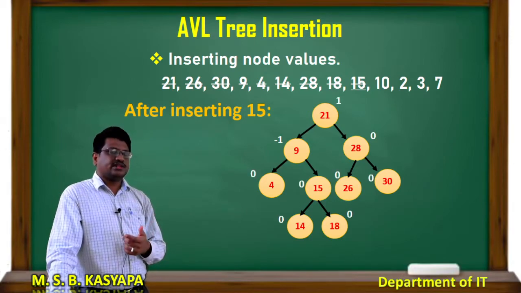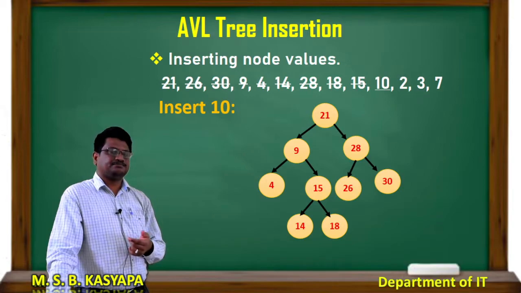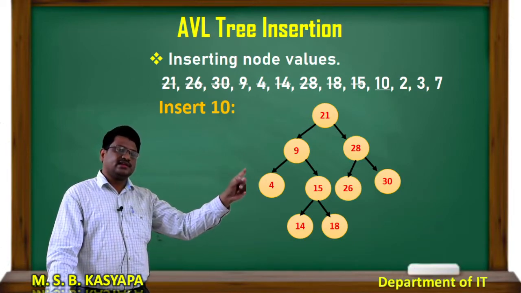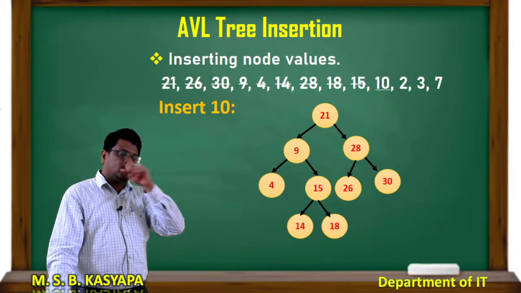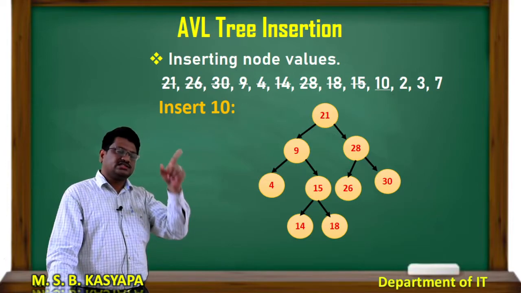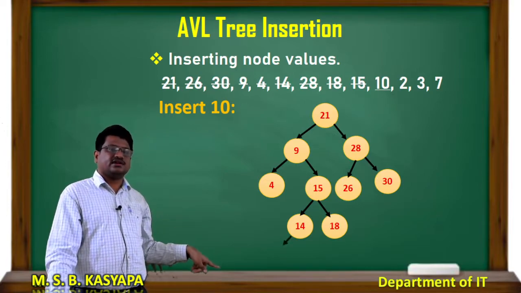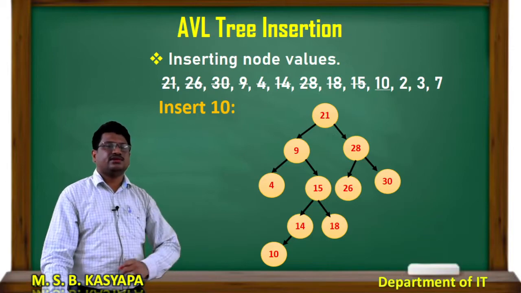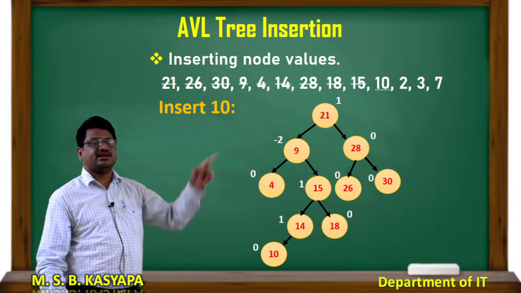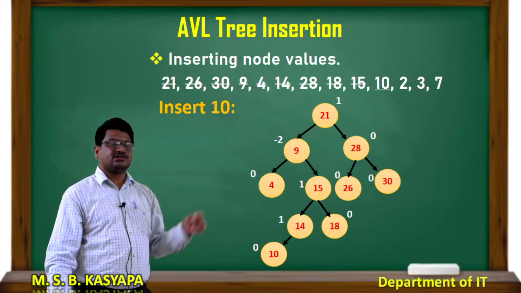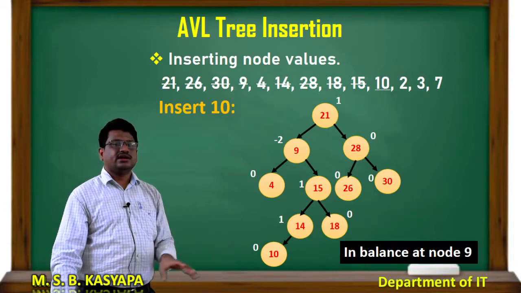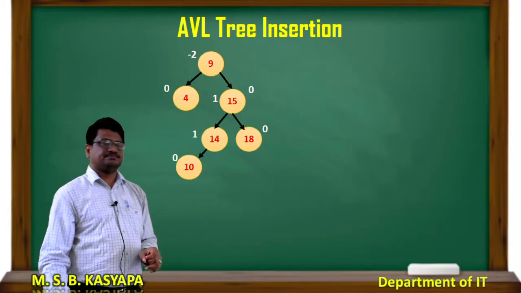Now next element, I'm inserting 10. Now if I see 10, 21: less than, left side. 9: greater than, so right side. 15: less than, left side. 14: less than, left side. So I need to insert 10. Now if I calculate the balance factors, 9 has the imbalance. So I have to take the complete subtree: 9, 4, 15, 14, 10, 18.